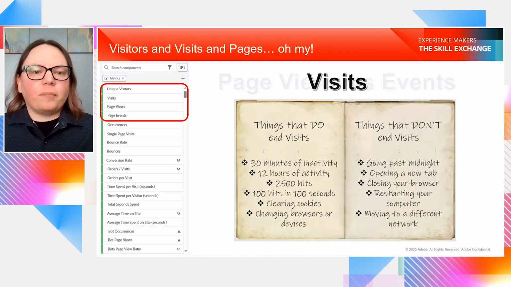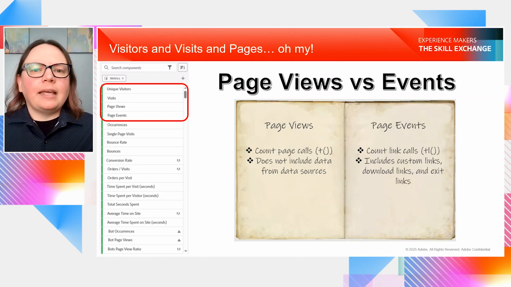Finally, we have page views and page events. If you've used the tags management platform, you probably recognize the T and TL calls. If you haven't though, that's fine. The T calls are page view calls, so they fire when a customer lands on a page. The TL are custom links, so stuff like customers clicking on a button on your site. The page view metric counts those page view calls and only page view calls. It doesn't include any custom links or other data brought into Workspace via data sources.